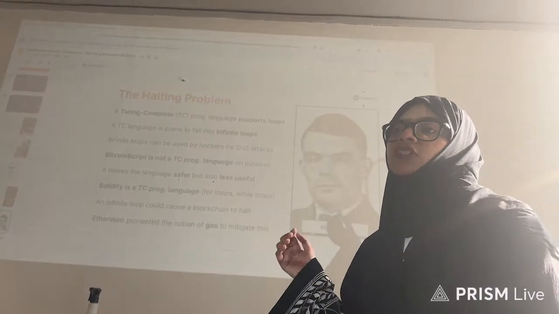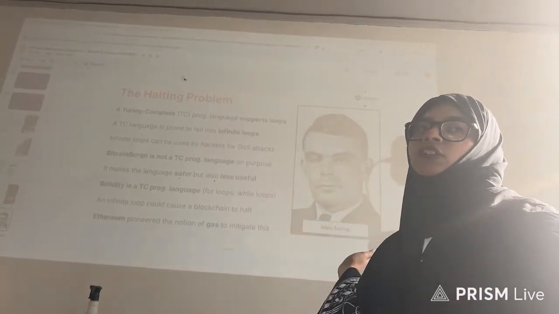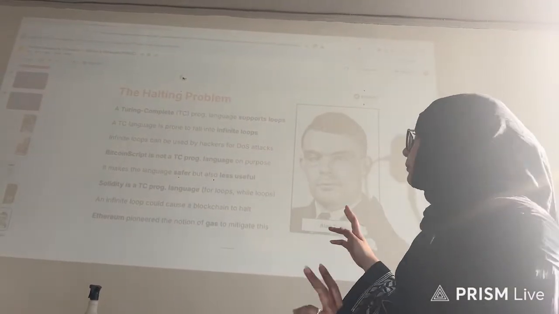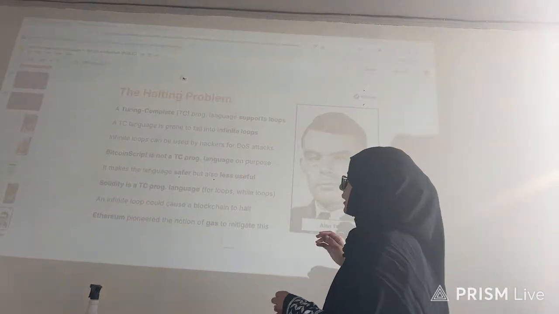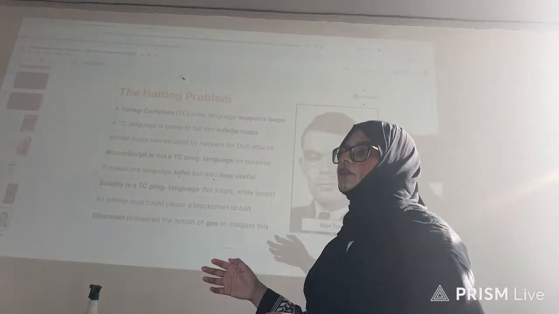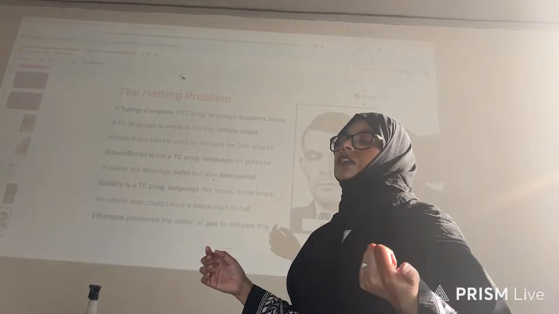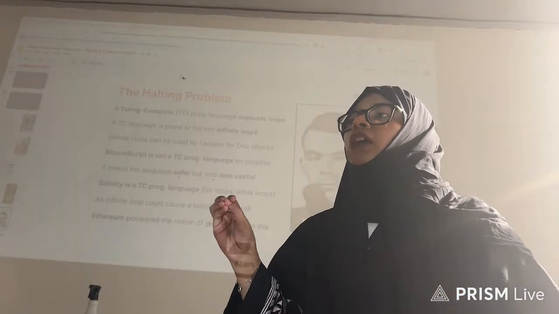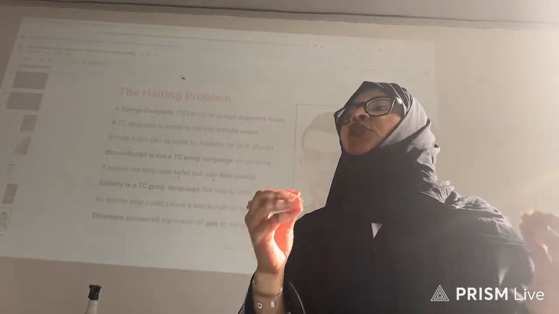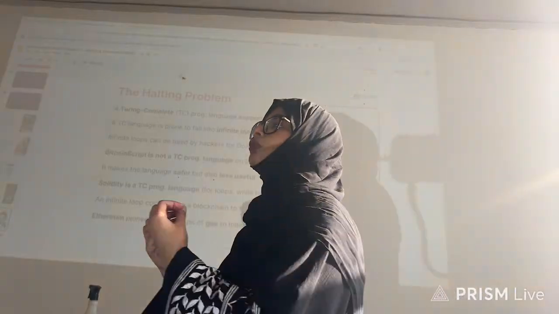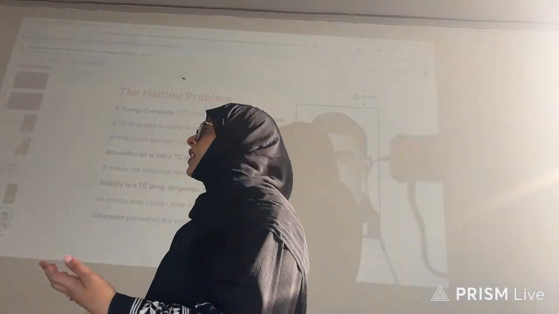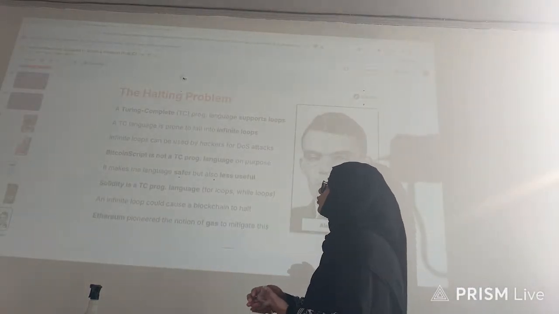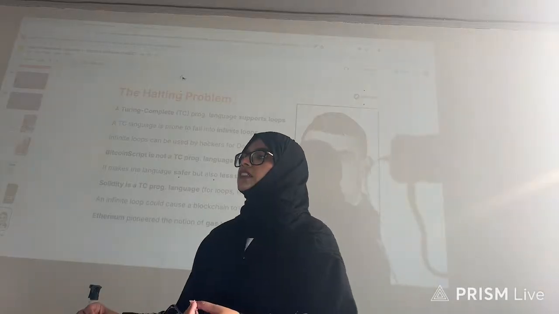So if you are a mathematician, the highest form of recognition that you can get is a Turing award. He introduced the halting problem, where there are two types of languages. If a programming language supports loops, whether it's a for loop, while loop, or do while loop, loops are prone to getting into a deadlock because of infinite loops. A Turing complete programming language is a language that supports loops, and a non-Turing complete programming language does not support loops.